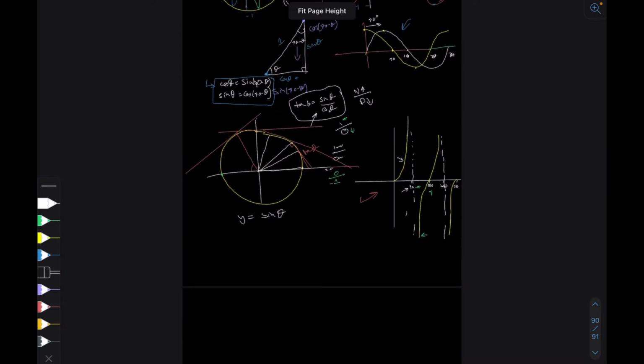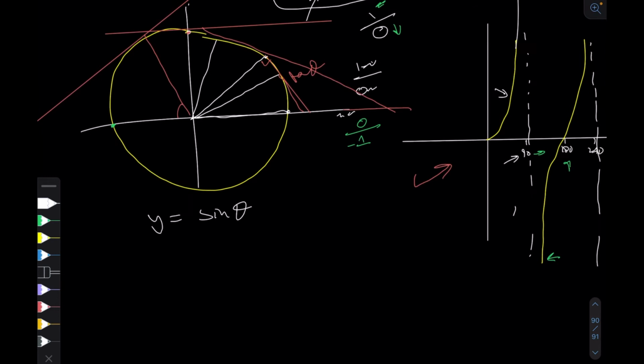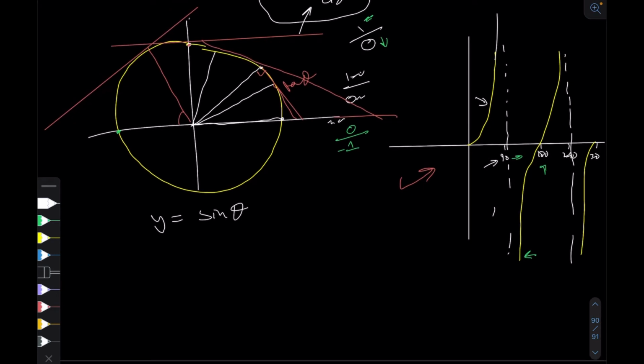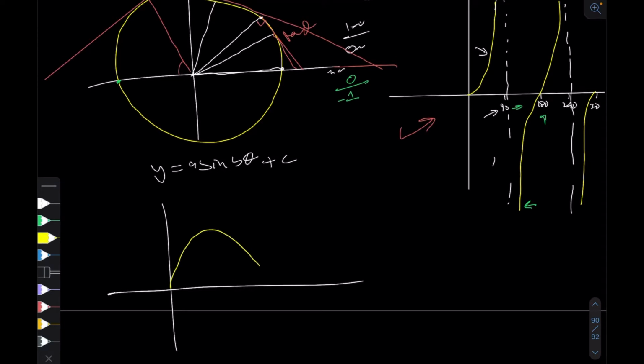So this is already done, but what they also ask you is y equals some modifications to it. So y equals a sine b theta plus c. All right. So if I ask you what the graph of y equals 2 sine theta looks like, right?